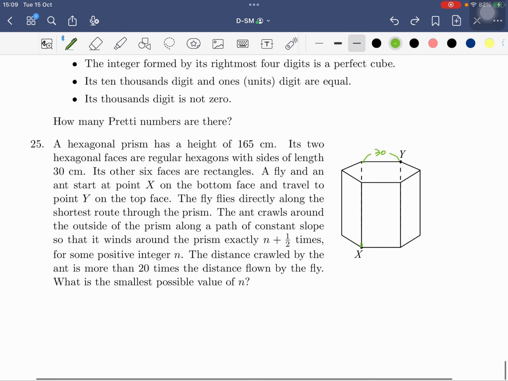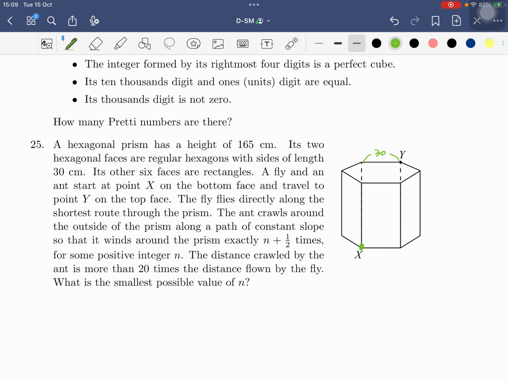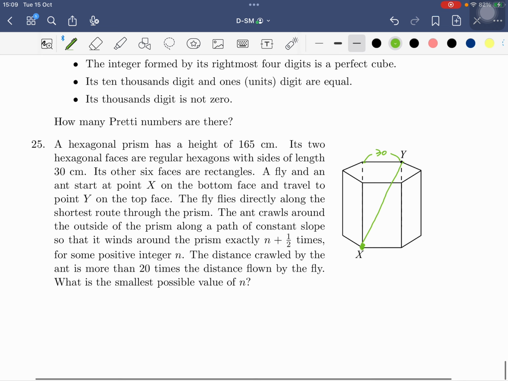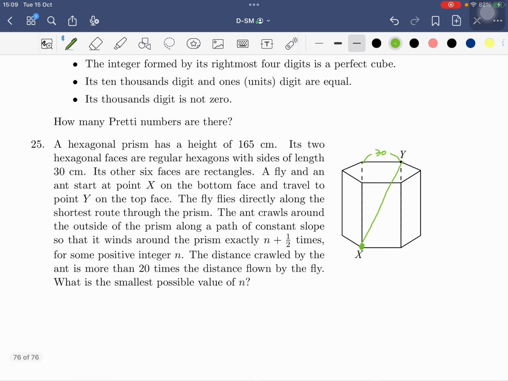Okay, so at point X, there are a fly and an ant. The fly flies directly along the shortest route through the prism. So it goes through the inside of the prism. The ant crawls around the outside of the prism along a constant slope. It winds around the prism exactly m plus a half times. The distance crawled by the ant is more than 20 times the distance flown by the fly.